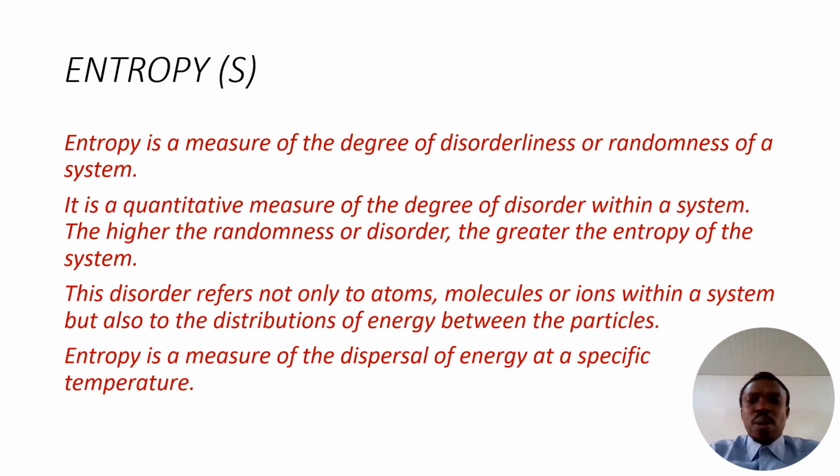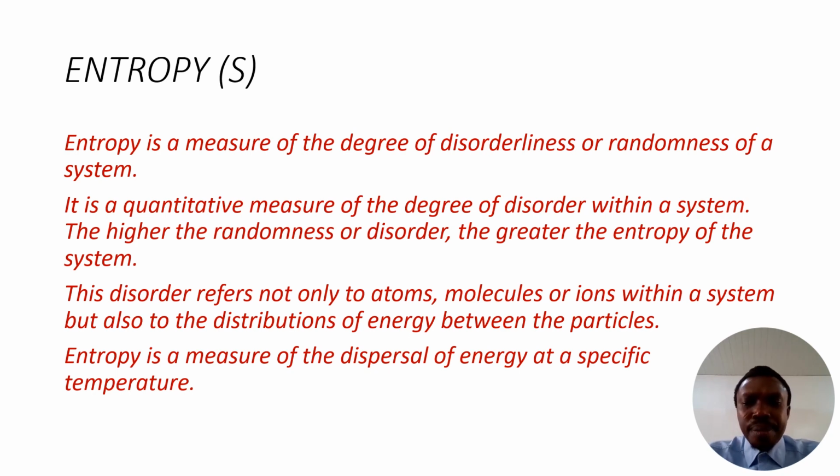So we're looking at entropy. When we talk about entropy, the first thing that comes to mind has to do with disorderliness. It has to do with movement, kinetic energy, haphazardness, movement of substance. Entropy is a measure of the degree of disorderliness or randomness of the system. The system is that part of a reaction that is under investigation, that is, the reactant and the product.